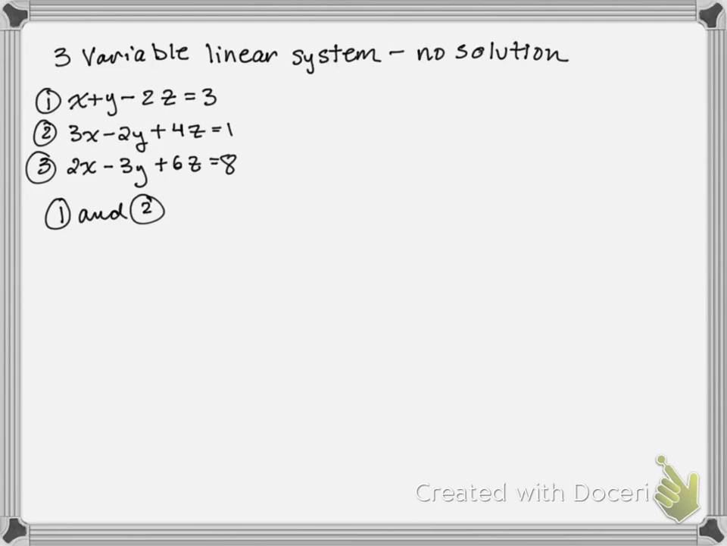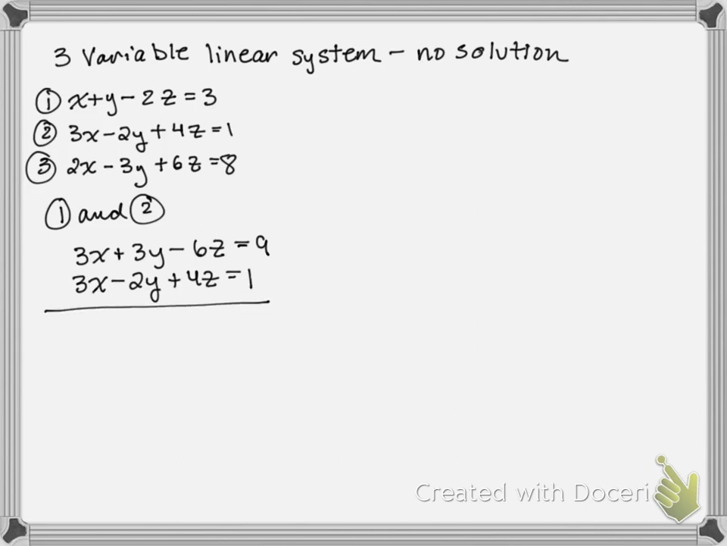I'm going to multiply the first equation by 3 so that the x's here will match. So there's the first equation multiplied by 3, and then I'm just going to bring down equation 2, and since the x's match, I'm going to subtract the second equation from the first equation, and I get 5y minus 10z equals 10.